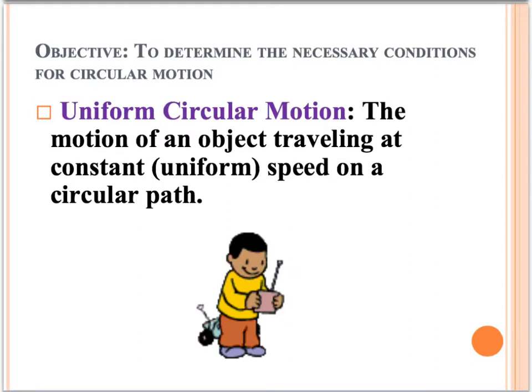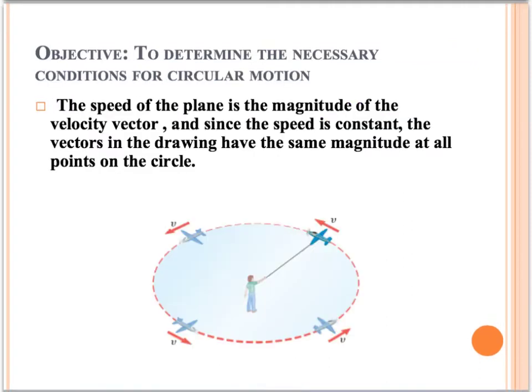That's right, objects spinning around in a circle. Uniform circular motion is the motion of an object traveling at a constant speed on a circular path. So the speed stays the same, only the direction changes. Here's an example of a toy plane tied to the end of a string. When you spin the plane around in a circle, the speed of the plane, which is the magnitude of the velocity, stays constant, but the vector is constantly pointed in a different direction.